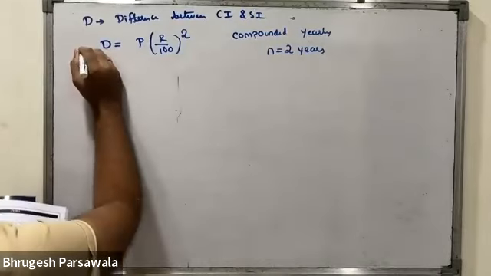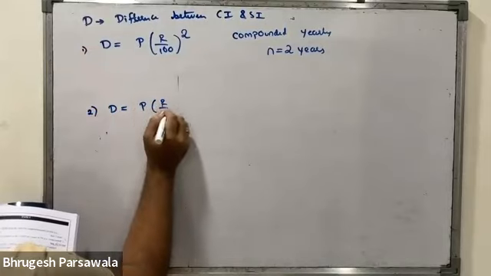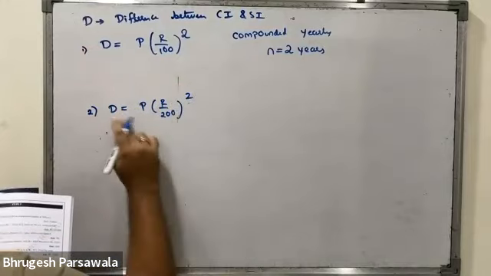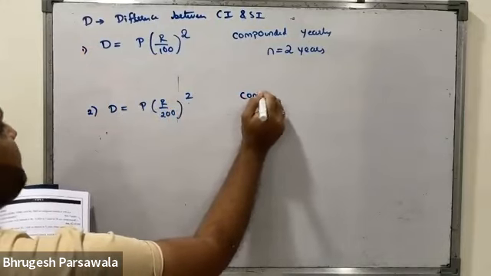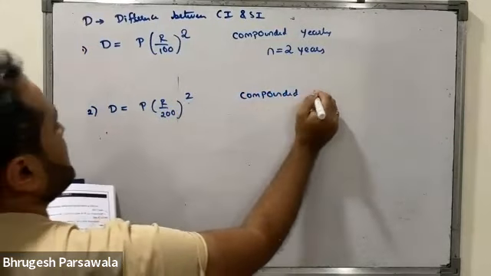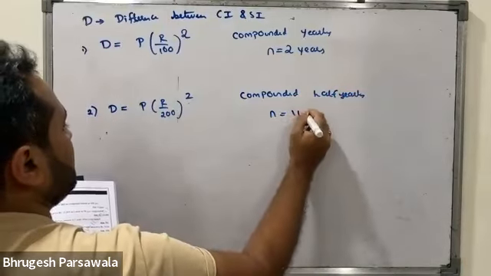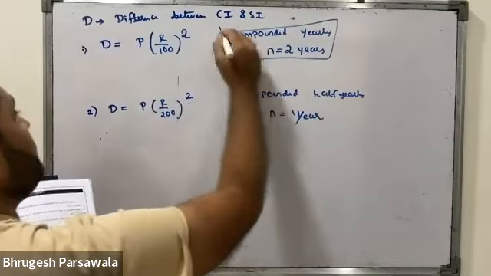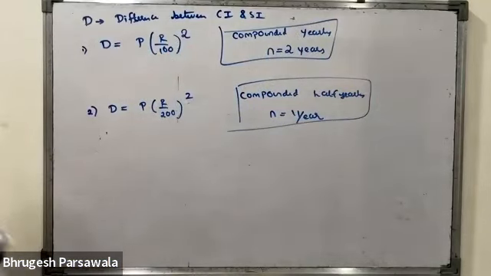So only if the time is 2 years. For compounded half yearly, the formula is P times (R upon 200) squared, and it works for 1 year. If compounded half yearly, then 1 year; if compounded yearly, then 2 years. The only difference in the formula is R upon 100 here and R upon 200 there. In the power, it will be 2 in both cases.